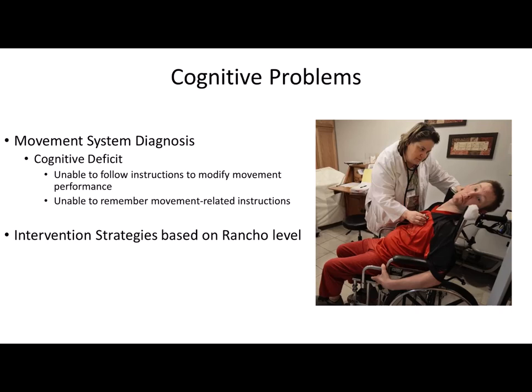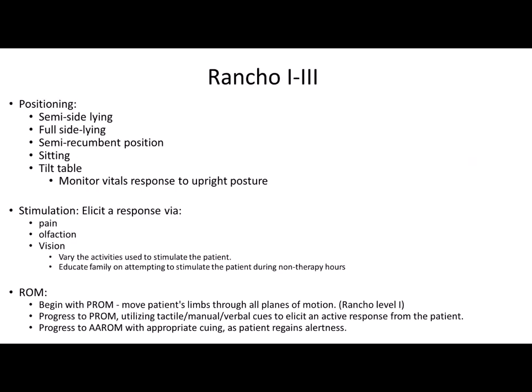So for cognitive problems that you're going to deal with in patients post-brain injury, the next several slides are going to offer ideas for interventions based on the patient's Rancho level. In patients in Rancho's level 1 through 3, here are a couple of ideas. Essentially, you want to work on positioning, stimulation, as well as range of motion.